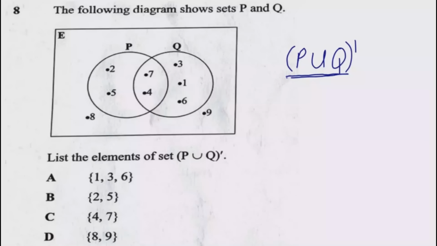Okay, so when you come here on the Venn diagram, which elements do not belong in set P and set Q? That is 8 and 9. So when we come to the answers, which option has got 8 and 9? That is D. So the correct answer is D.